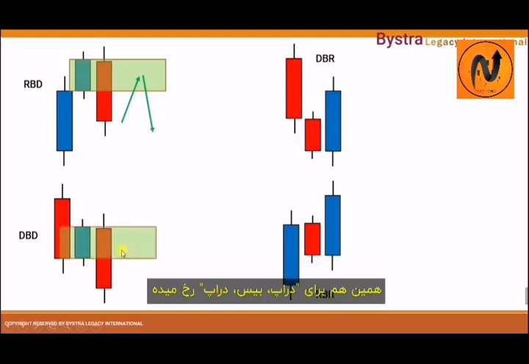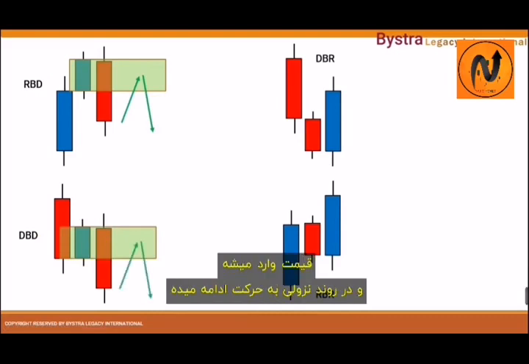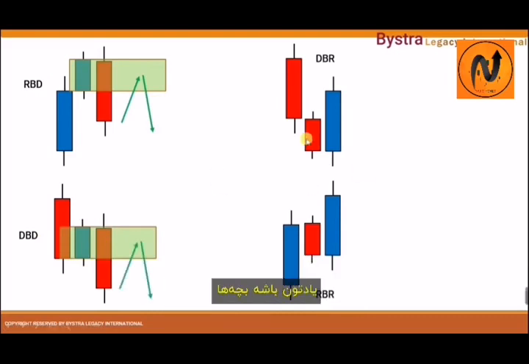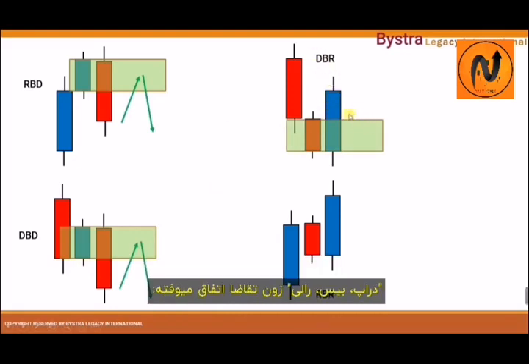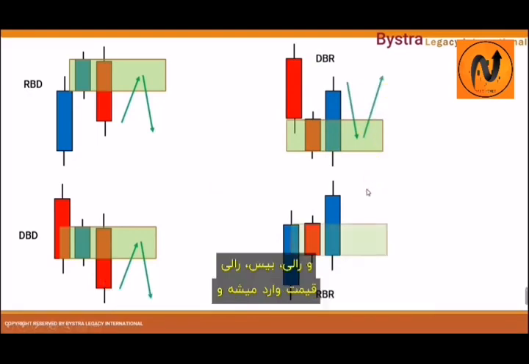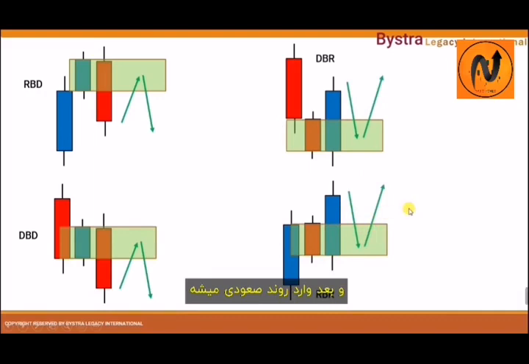Same goes with drop base drop. This is also a supply zone. Price comes in and continues on the downtrend. Remember, guys, all we mark is the base only. Same goes with drop base rally for the demand zone. Price comes in and continues upward, and with rally base rally, price comes in and goes to the uptrend.